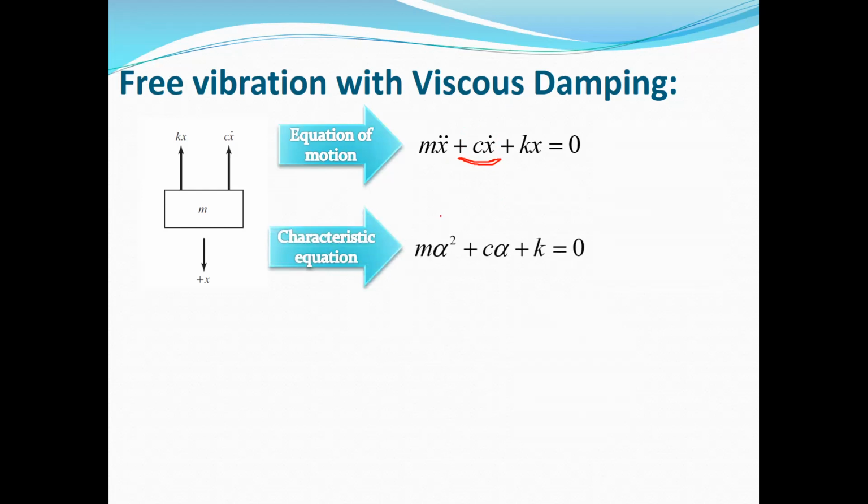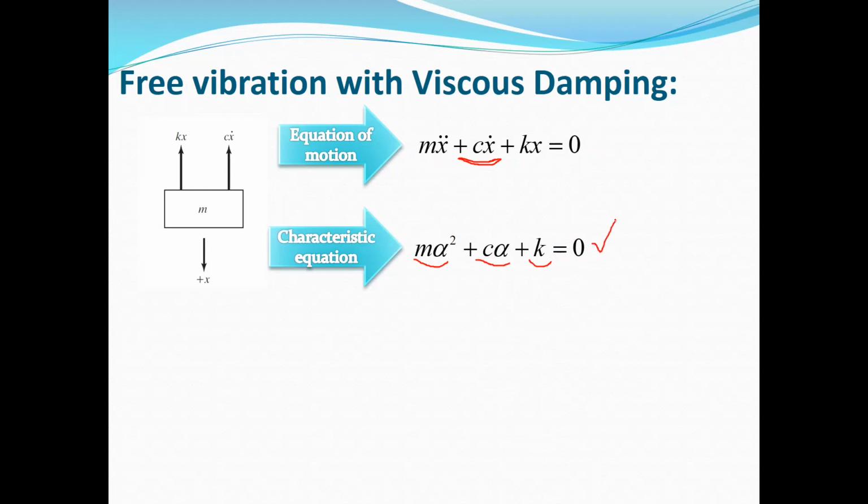So the characteristic equation, we want to solve this equation. The first step, we need to form the characteristic equation. The characteristic equation is m alpha squared plus c alpha plus k is equal to 0. As I told you, the coefficient of x double dot times alpha squared, the coefficient of x dot times alpha, plus the coefficient of x, and it must be equal to 0. Of course, the equation is homogeneous because there is no external force, as I told you.